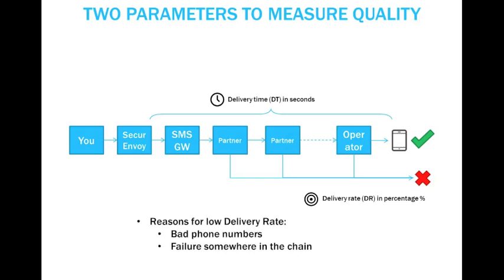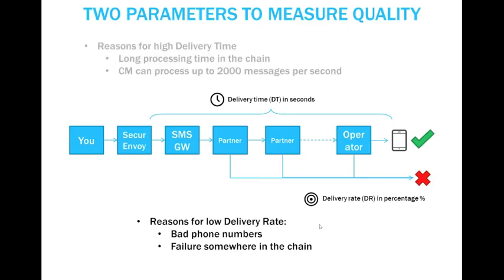There are two big reasons for a low delivery rate. One is bad phone numbers, meaning that if there is an incorrect phone number or an incorrectly formatted phone number, then it cannot be delivered. Or if any of the partners in the chain is not able to deliver your message and it drops out, then it will also be registered as a failed message.